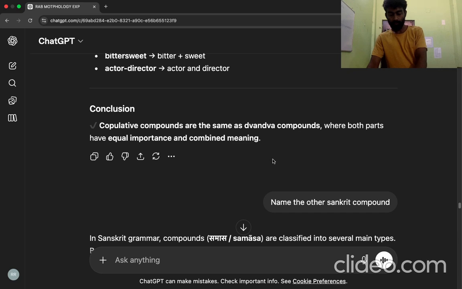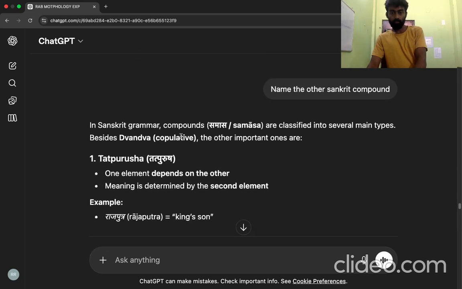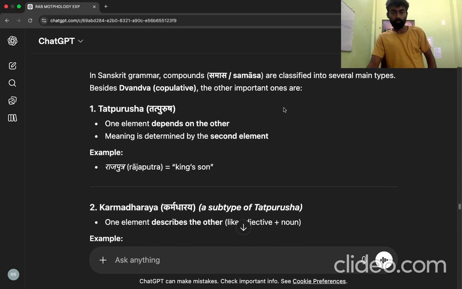In Sanskrit grammar, compounds, samasa, are classified into several main types. Besides Dvandva, copulative, the other important ones are: 1. Tatpurusha. One element depends on the other. The meaning is determined by the second element. Example: Rajaputra equals king's son.